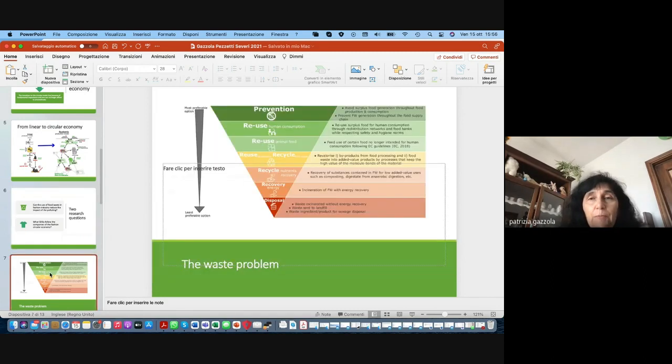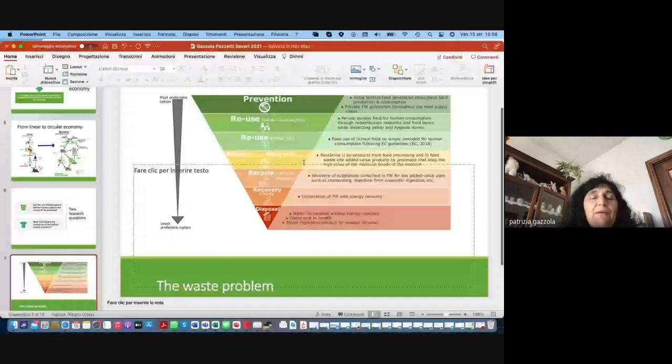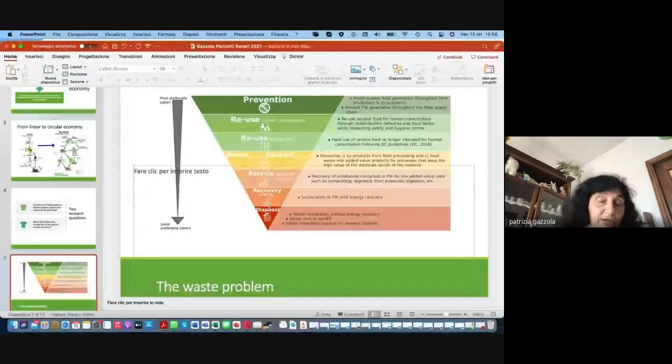Then we started from the waste problem, and here you can see the pyramid of waste. It's not a problem only of food, but also of fashion, and so on. The pyramid of waste starts from the disposal that we have to use in some way, then goes to recycling, and then to reuse. But of course, the best solution is to prevent. We have to reduce as much as possible what has to become disposal, because if we have disposal, we need to manage it.